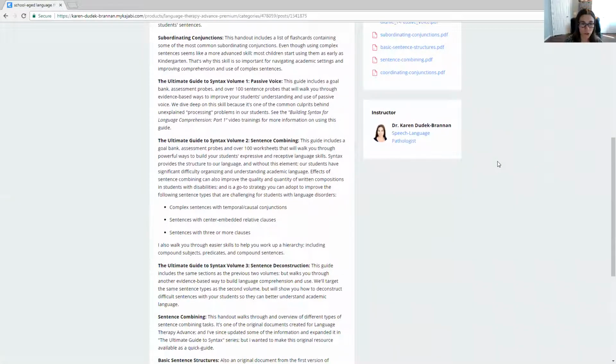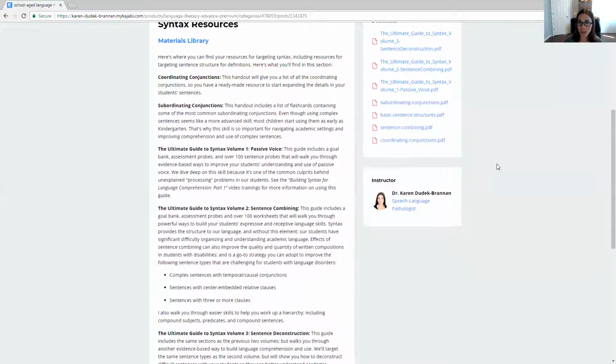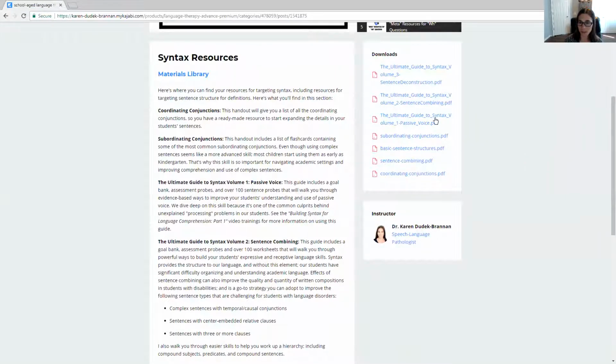So there's volume 1, 2, and 3, and these guides all together cover the 4 sentence types that tend to be a problem for students with language disorders. So these can often be the culprit behind those comprehension deficits, and they can also cause problems as your students are learning to write, because as we know, our students sometimes end up writing sentences that are really simple and non-descriptive. So targeting these sentence types can both improve expression and comprehension. So I'm going to go through these guides one by one to show you what's in there.